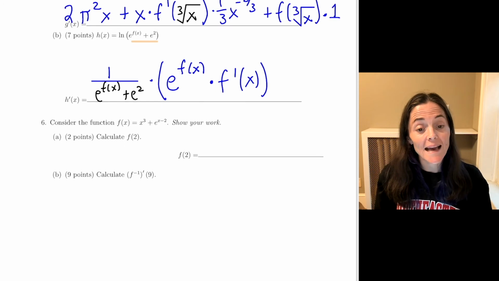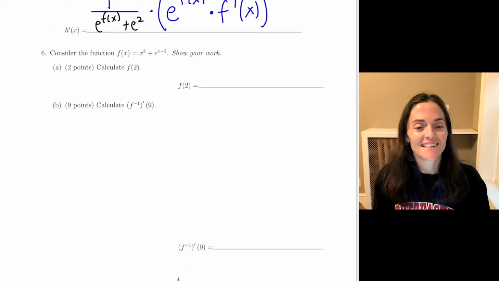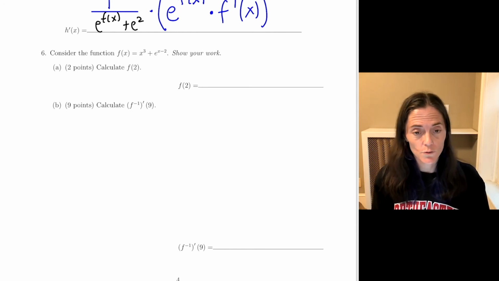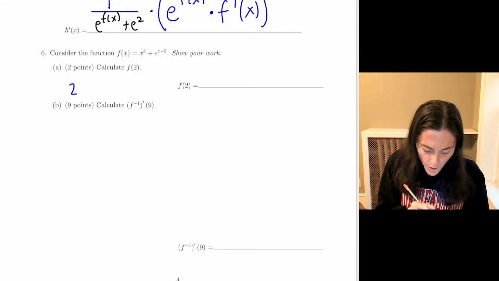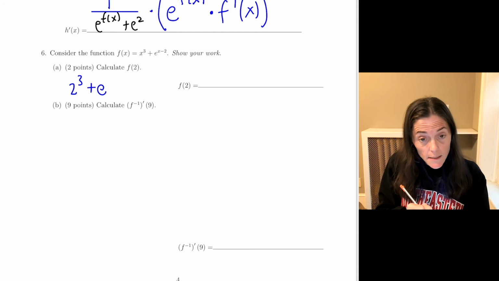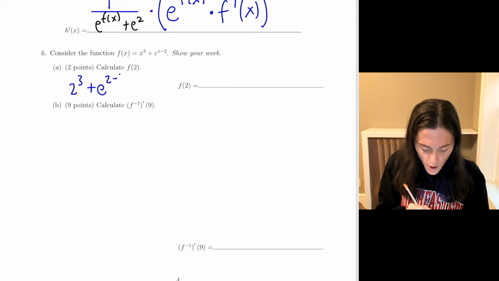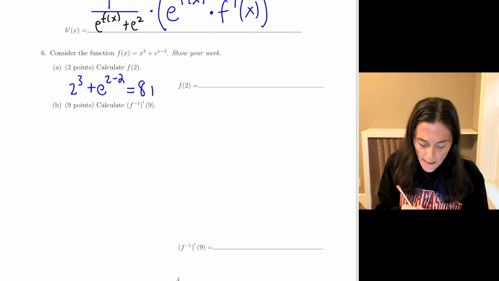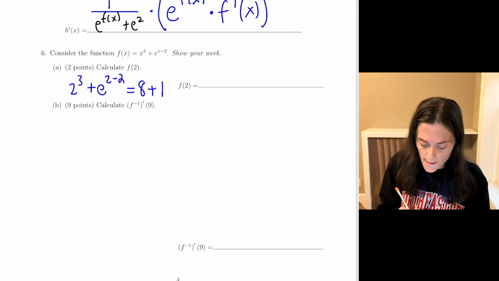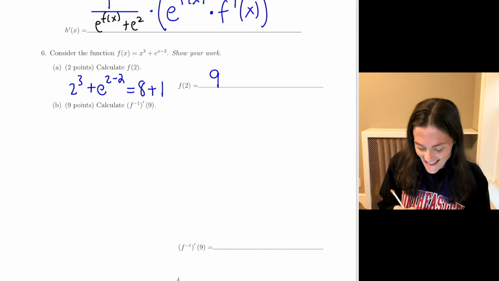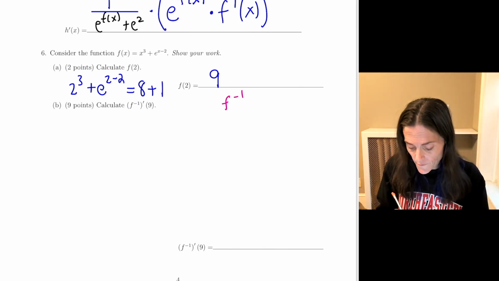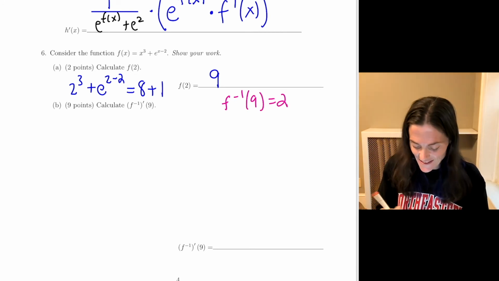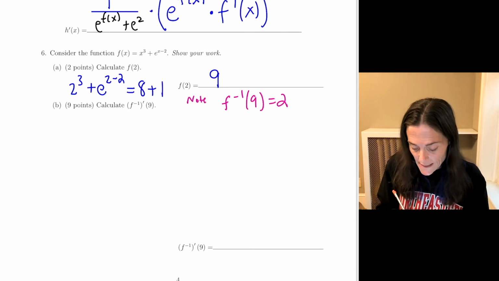Next one, we have an inverse function theorem question. This is super fun. So, first part, calculate f of 2. Okay. f of 2, we have 2 cubed plus e to the 2 minus 2, which is 8, plus e to the 0. e to the 0 is 1, so we have 9. Now, immediately, this tells us something about the inverse function. f of 2 is 9, means f inverse of 9 equals 2. Maybe I'll put this as a note. In fact, we need this in letter B.